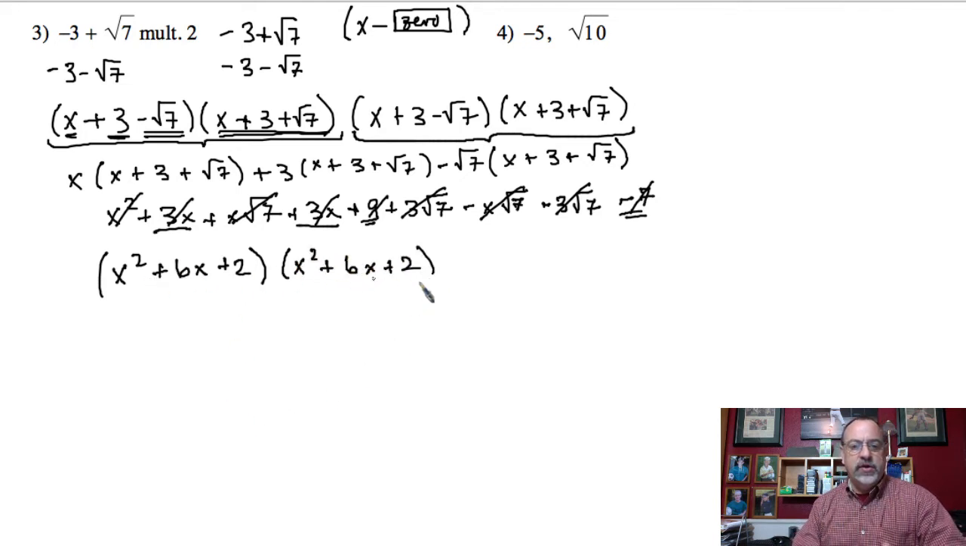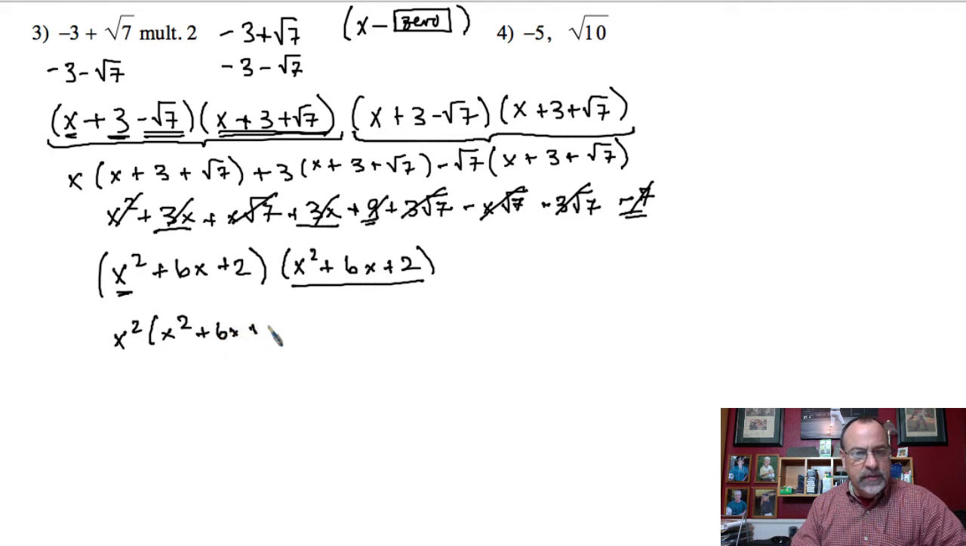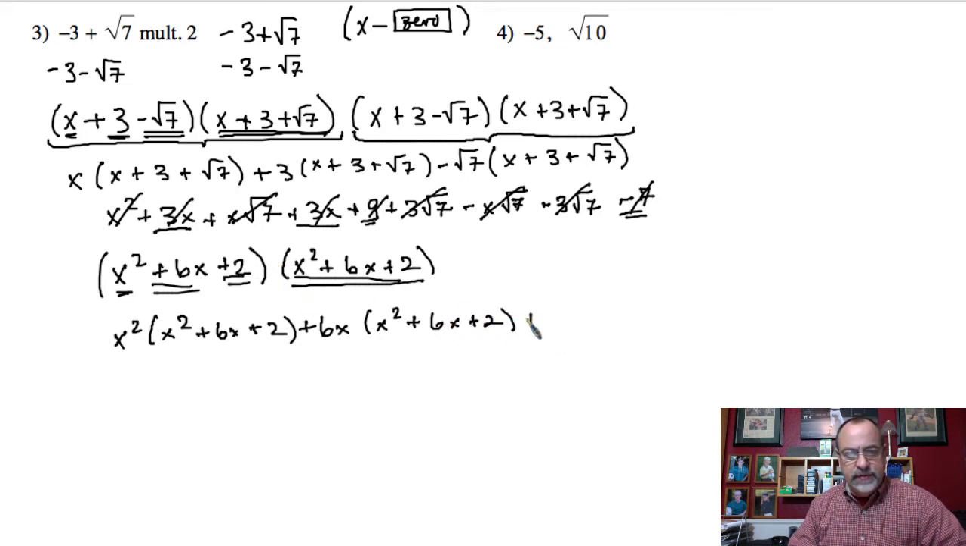And now I have this trinomial times this, so I just use the distributive property again to come up with my answer. So I'm going to take this x squared and I'm going to multiply it by every term here. X squared plus 6x plus 2. And then I'm going to take a positive 6x, and I need to multiply it times this whole trinomial. And then I need to take this positive 2, and multiply it times this whole trinomial. X squared plus 6x plus 2. All right? Then I just need to be careful and do my arithmetic.